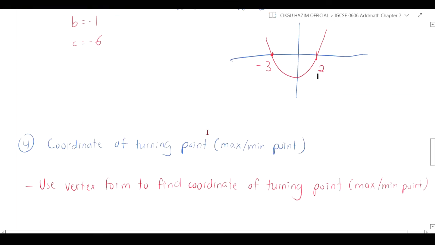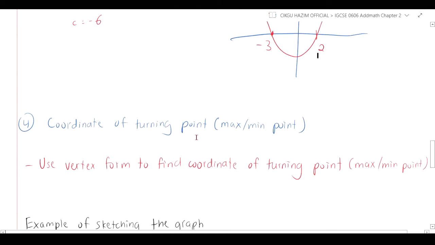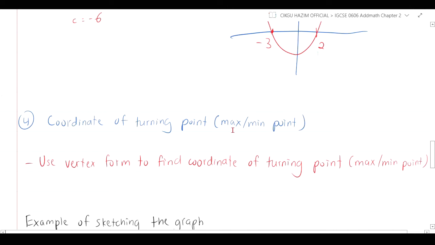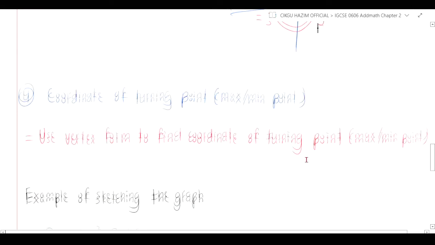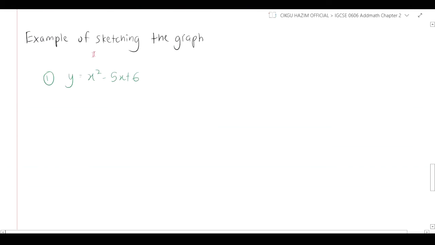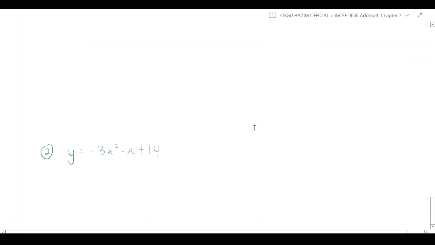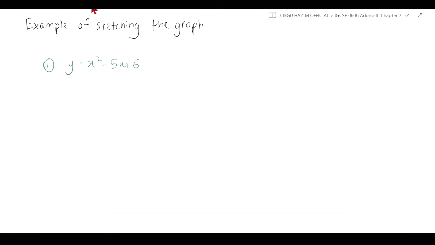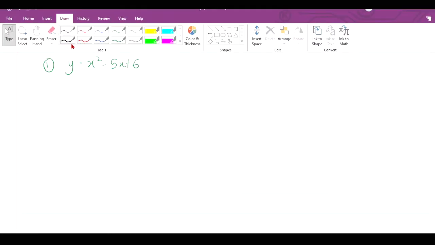The next component you need to know to sketch the graph is the coordinate of the turning point, which is the maximum or minimum point. How? Just use the vertex form, and refer to my previous video in the playlist. So here's an example of how to sketch the graph. By sketching, it may not be a precise graph, but that's what it is.